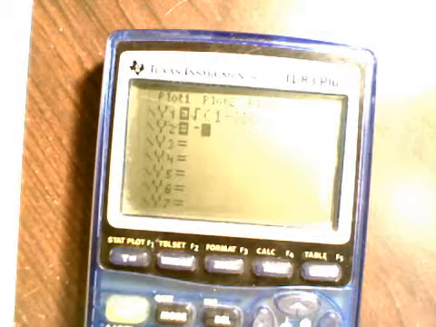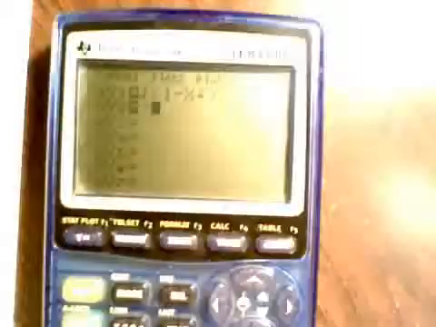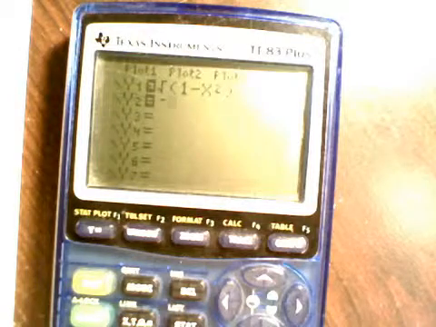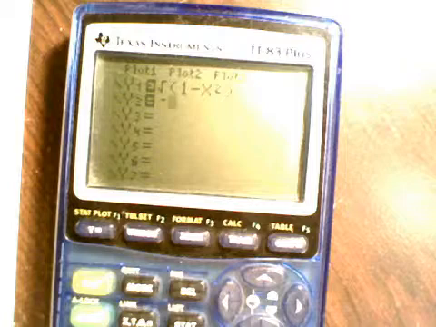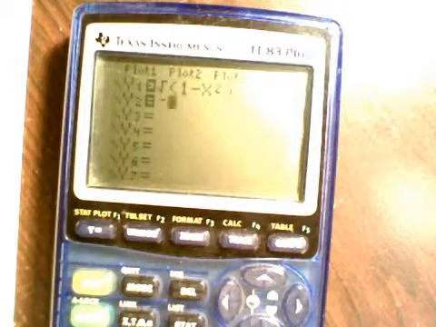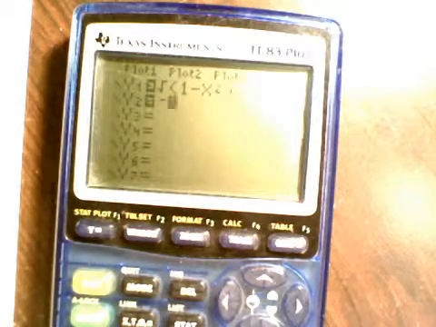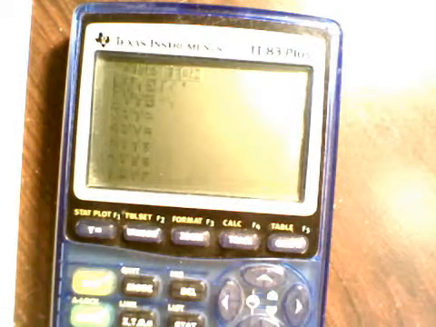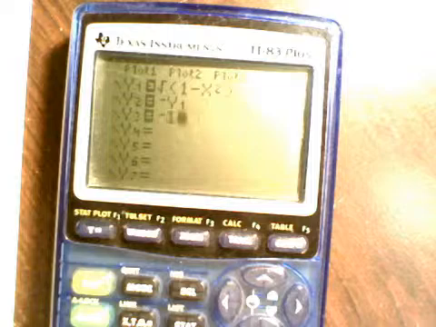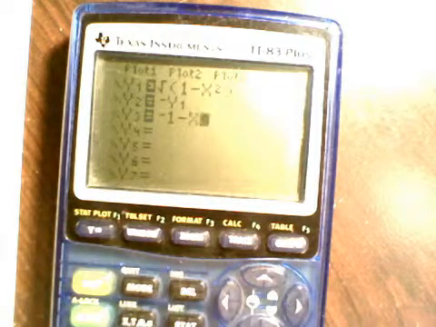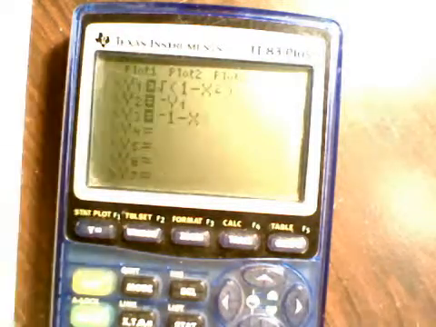y2 is negative. Now make sure you use the minus sign down to the left of the enter button, not the minus sign above the plus sign. So there's a negative button and a minus sign. Make sure you use the negative button for that. So the opposite of, and you could say the opposite of y1 if you want to be really fancy. y3 is negative 1 minus x, again, a negative symbol and a minus.